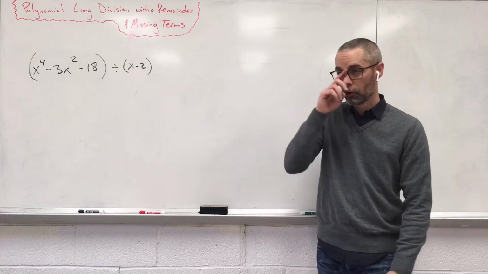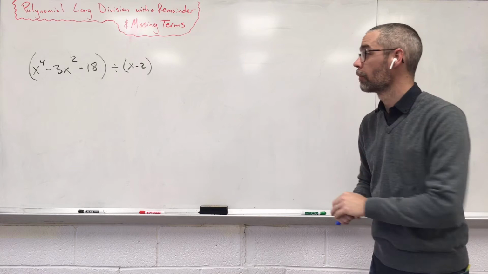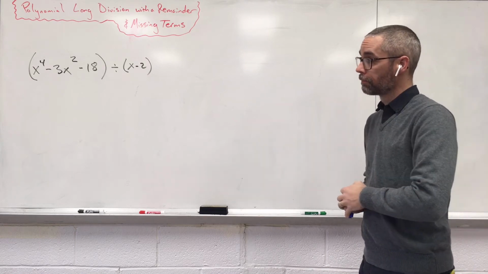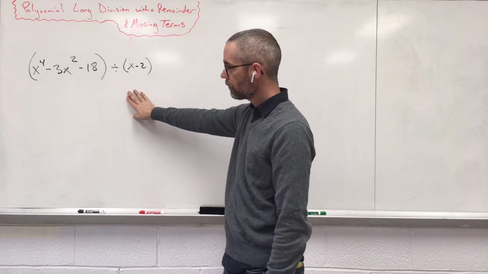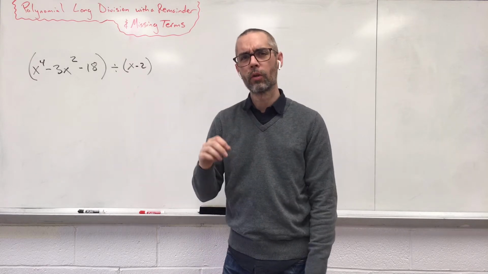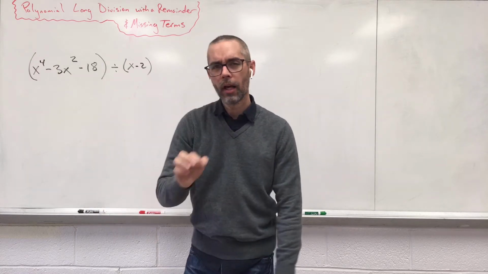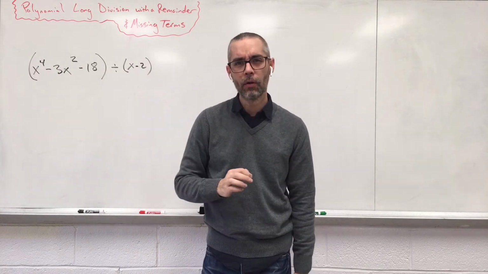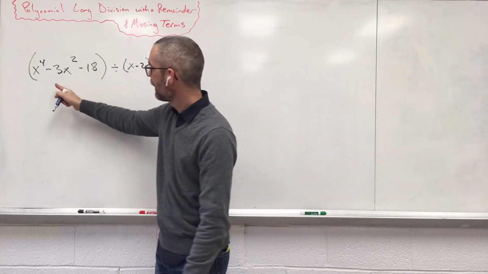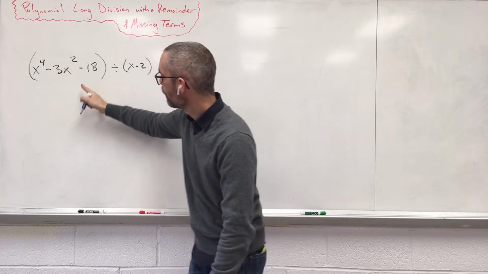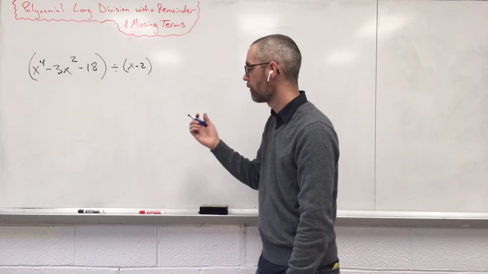Hi, we're going to look at polynomial long division with a remainder and having missing terms within the problem. So I have this division problem. Now, when I say missing terms, I want to make sure we're in standard form, highest exponent to lowest exponent, but I also want to make sure I have every exponent from beginning to end. So here, I'm missing an x to the third, and I'm missing a plain old x. I need to fill those spots when doing long division.